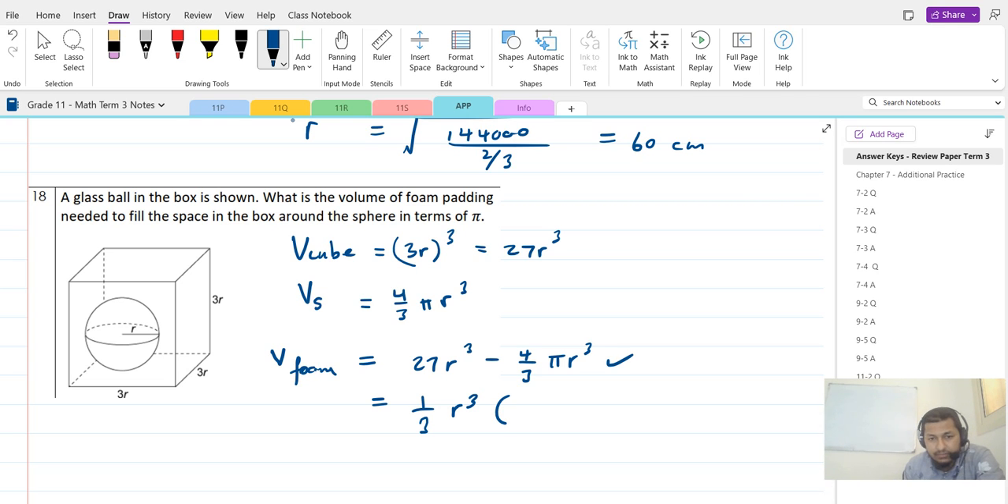Make it neater. So 27 divided by 1/3 is 81. R cubed divided by r cubed cancel out. 4 over 3 divided by 1 over 3 is just 4 with a pi. So that's your answer, neater answer. So that's the volume of the foam in terms of pi. Obviously cubic units. Because the unit of measurement is not given here, we just write cubic units for volume.